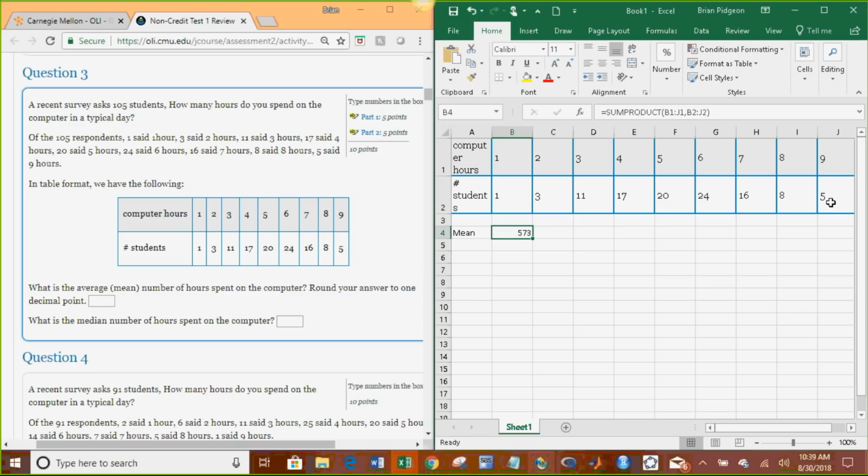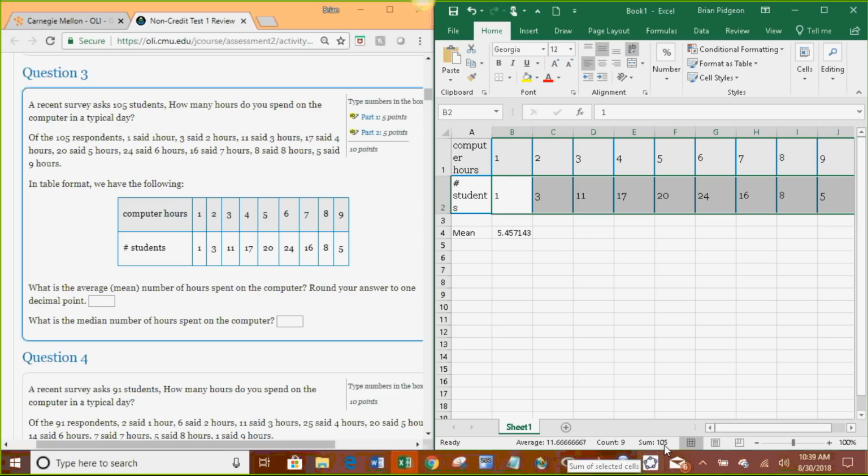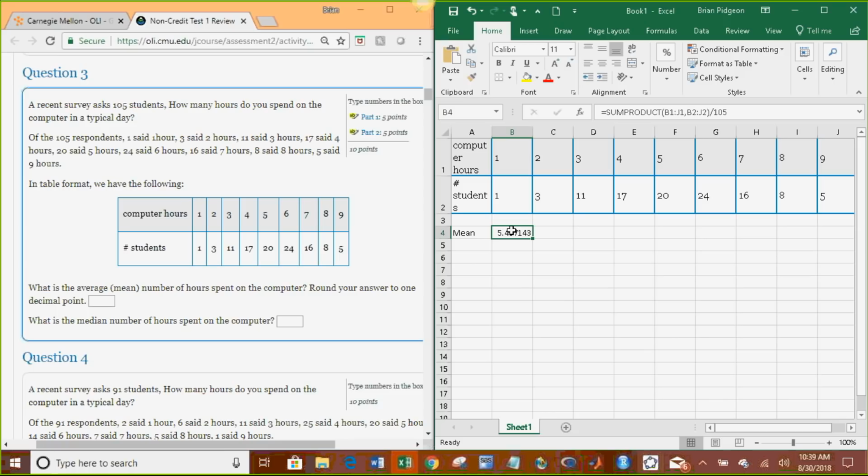So if we go back into that formula, we can now divide by the total number of observations, which our directions tell us is 105. We can just go here and divide by 105. And this is our mean. We can also highlight this one row, and if you look at the bottom of my screen, it says sum 105. Those should match. The only other thing we have to do now is make sure we round to the correct number of decimal places. It says round your answer to 1 decimal point. So we can go back into Excel and just shorten our decimals to 1, 5.5.